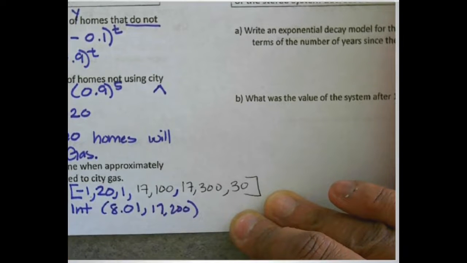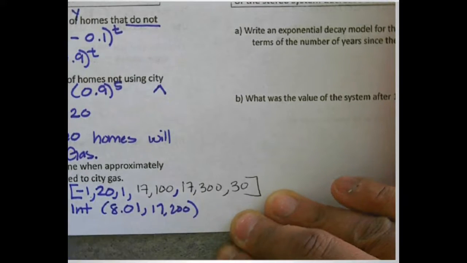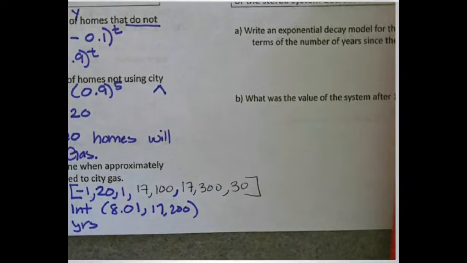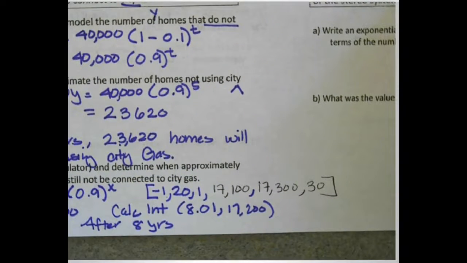So what year would this be? Well, if you started out, oh, I didn't ask you what year it was. So it's just after 8 years. So after 8 years, 17,200 homes will still not be connected to city gas.